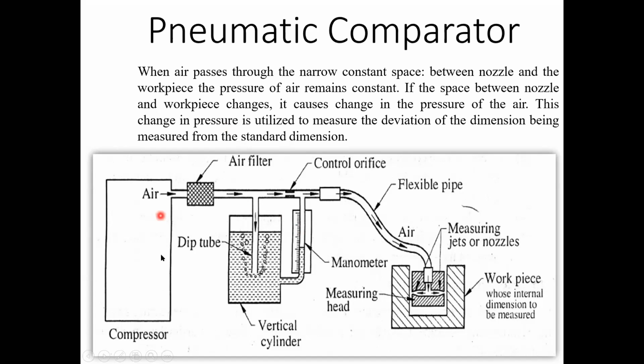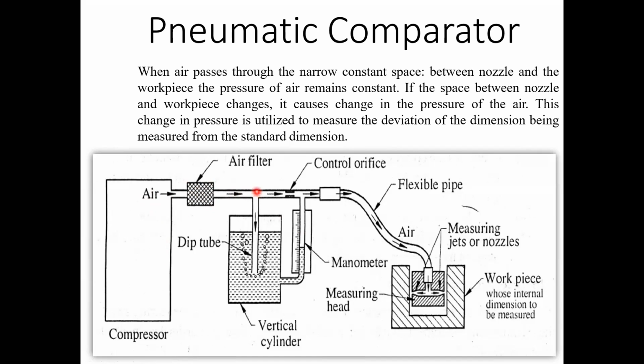Here in this compressor, the atmospheric air is compressed, and the compressed air is stored in a storage tank in this compressor. From this storage tank, the compressed air is transferred to the air filter. The air filter simply filters all the dust particles present in the compressed air, and it allows only pure air to pass to this tube.